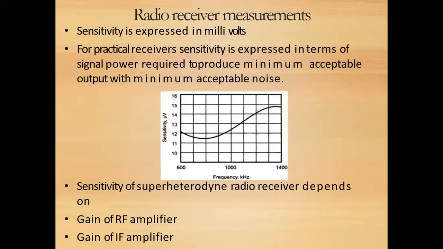Sensitivity is actually expressed in millivolts; this is the graph of sensitivity. For practical receivers, sensitivity is expressed in terms of signal power, which is required to produce minimum acceptable output with minimum acceptable noise. Sensitivity of a superheterodyne receiver mostly depends upon the gain of the RF amplifier and the gain of the IF amplifier. RF means radio frequency, IF means intermediate frequency. So, for receivers, the sensitivity should be high.